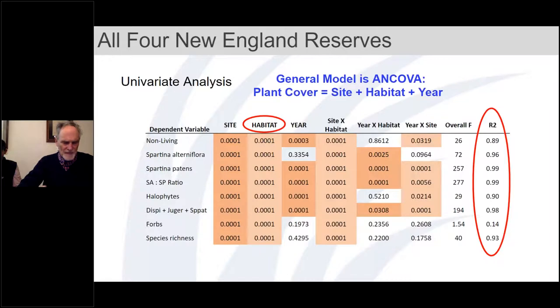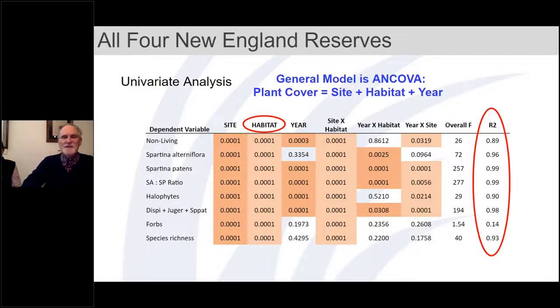So we can take all of these analyses, and we can make some points here. We're using a general model that's an analysis of covariance with year as our covariable, and site and habitat as our main independent variables, which we include two-way interactions of with year. So the marsh that you collect the sample from is all different. All the marshes are different. Doesn't matter which reserve you're at. The marshes within a reserve are more different than between reserves in some cases.